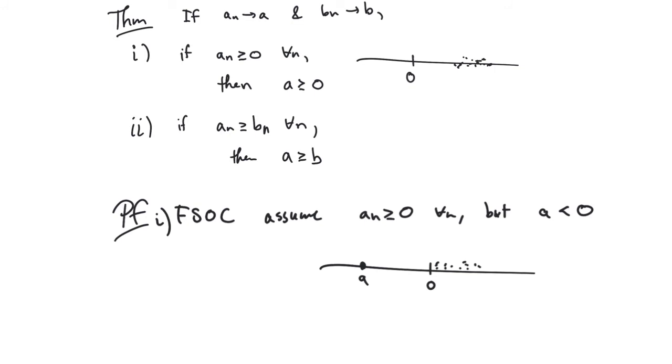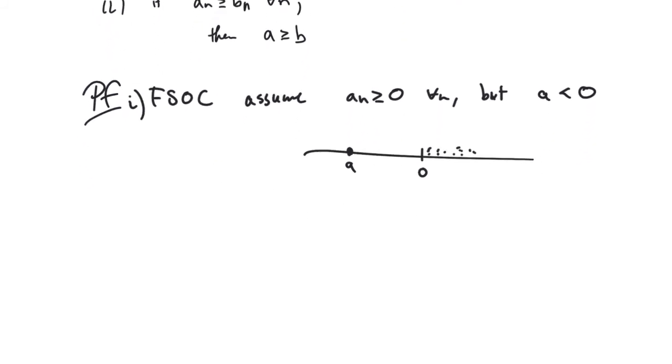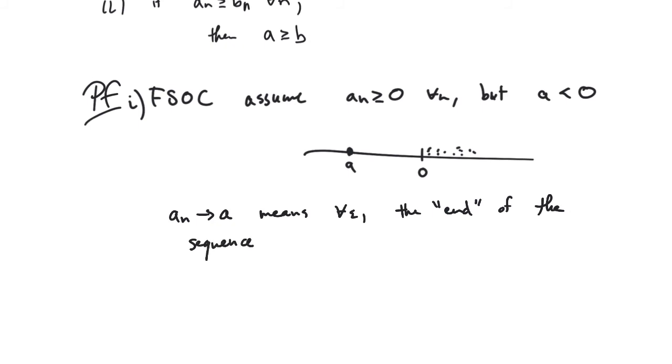What's the contradiction? Remember, converging means, so a_n converges to A means that for any epsilon, can I just say like this? The end of the sequence, that means eventually, if we look past the first part, and look far down in the sequence, the end of the sequence, I'm not grammatically saying this properly.